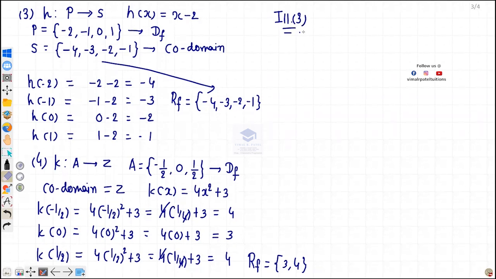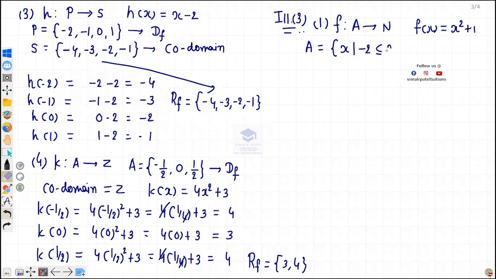Illustration 3. Find domain, codomain and range. F is a function from A to N. f(x) is equal to x square plus 1. A is equal to x such that minus 2 less than or equal to x less than 1.